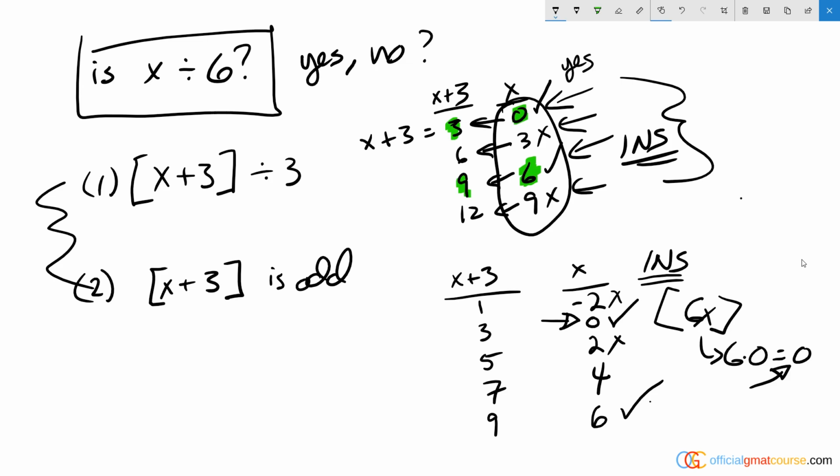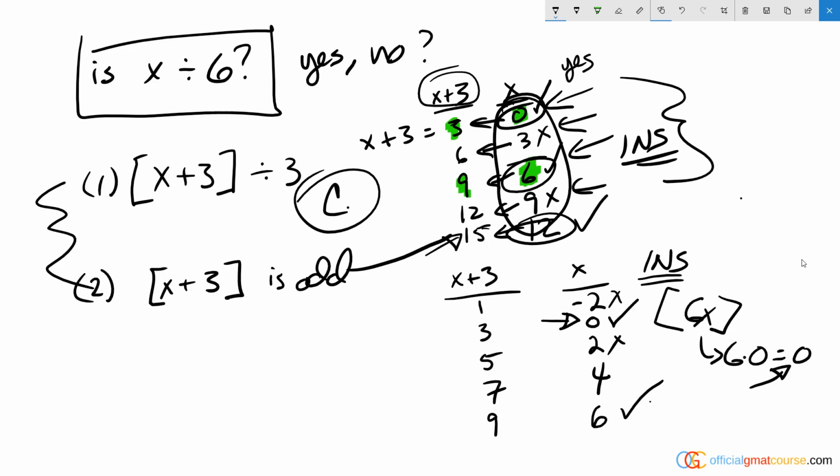And if I kept going with this, the next example of an x plus 3 that's divisible by 3 would be 15, which means that x would have come from 12. And that is an odd x plus 3, which follows statement 2. And is that divisible by 6? Yes, again. So we confirm 3 examples in a row where we follow both statements and we get consistent yes answers to our question. So I'm pretty convinced that the answer here is C.